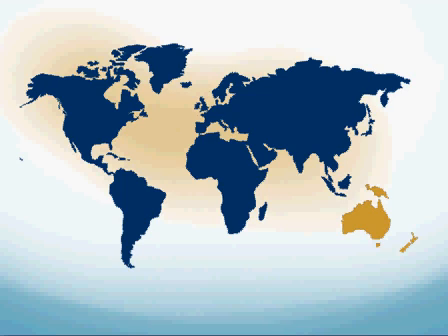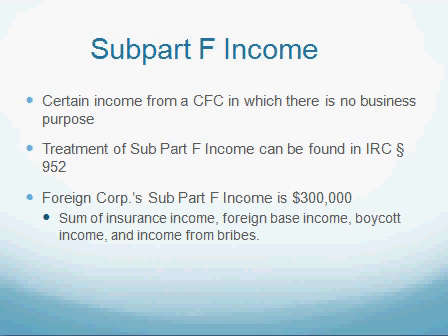Placing the subsidiary in the Cayman Islands is done strictly to avoid income taxes and does not serve a business purpose. The U.S. government has implemented Subpart F income to try to eliminate income tax avoidance, among other reasons. Subpart F income is the sum of insurance income, foreign base income, boycott income, and income from bribes. For this example, foreign corporation's Subpart F income is $300,000.